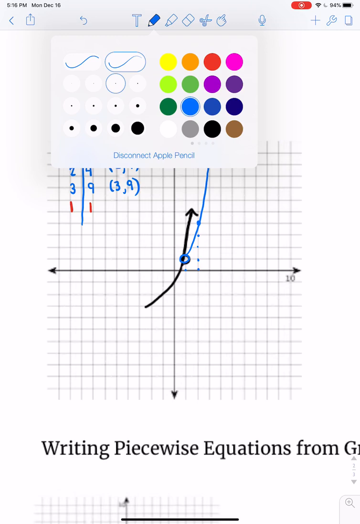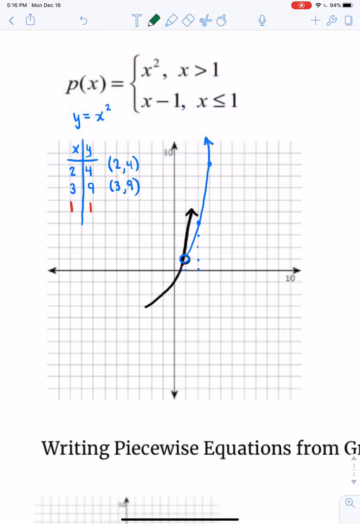Let's go ahead and use green for the second one. The second rule is if x is less than or equal to 1. So we can make an XY table. You can also use your graphing calculator, but it's not going to piece it out for you into the piecewise function. So you want to pick values of x that are less than or equal to 1.